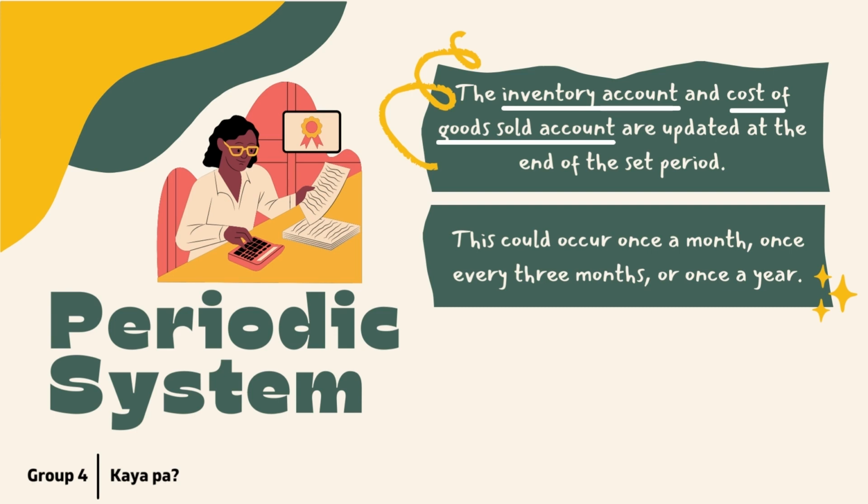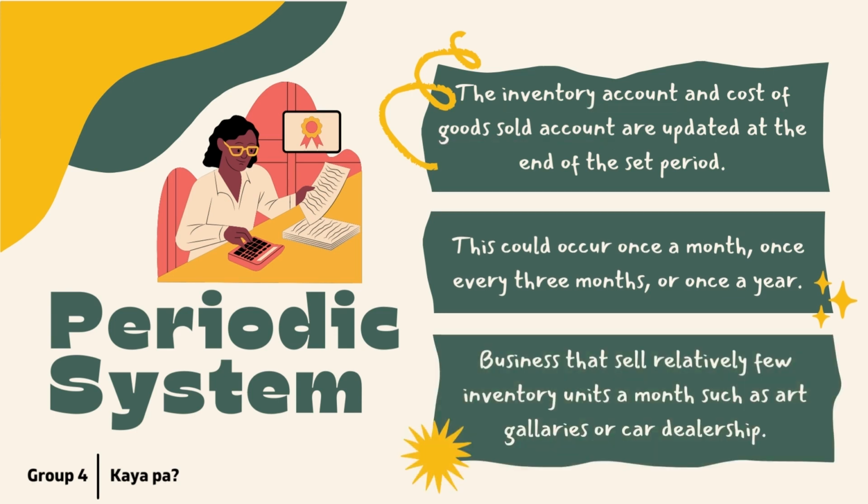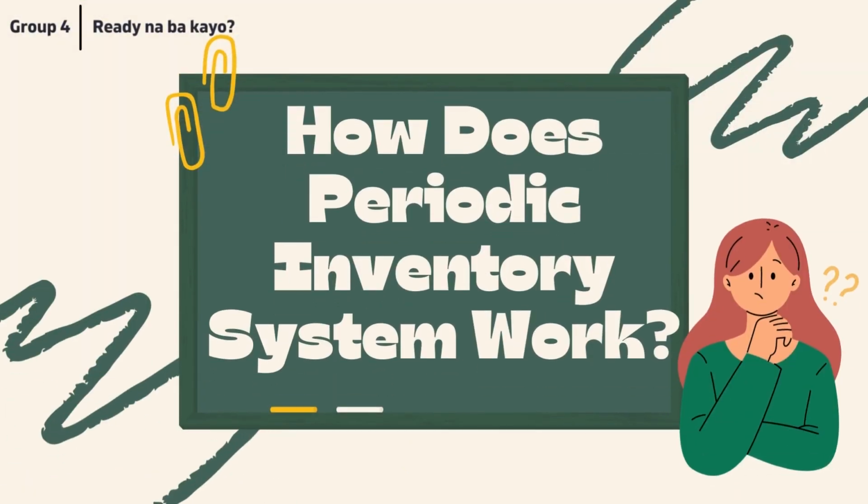Ito ang mga example ng business. Business that sell relatively few inventory units a month, such as art galleries or car dealership. Usually, ang mga gumagamit lang ng periodic system, ang mga kumpanya na kaunti lang inventory. So, how does periodic inventory system work?